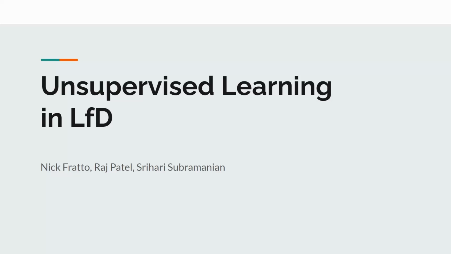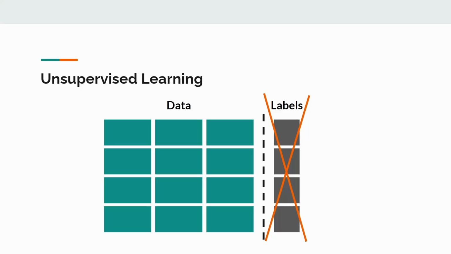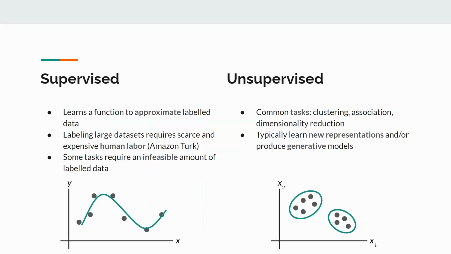So, a quick overview of unsupervised LFD. Unsupervised learning specifically, our goal is to train an unsupervised learning algorithm to somehow gain an insight on data without ground truth labels. What we mean by this is we want to cluster or associate different features or specific qualities in the data to groupings of our input training set. And we're trying to learn new representations or produce generative models using the data.